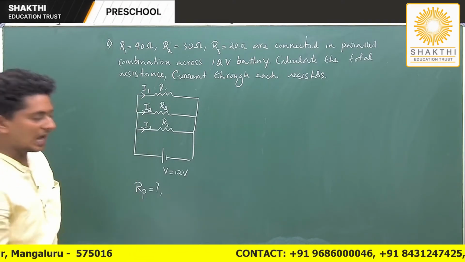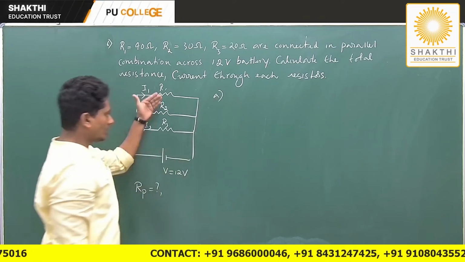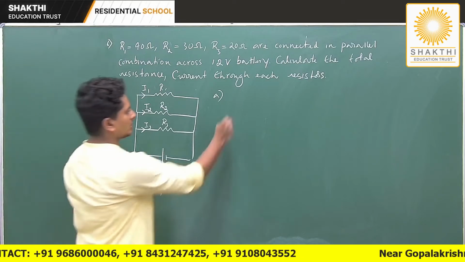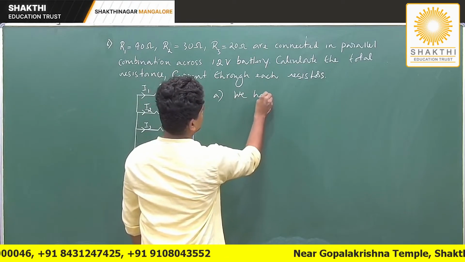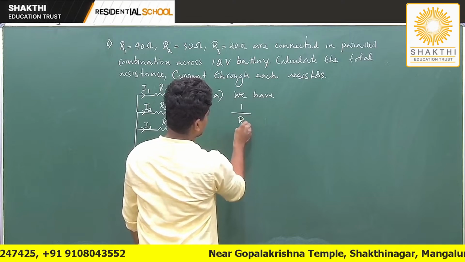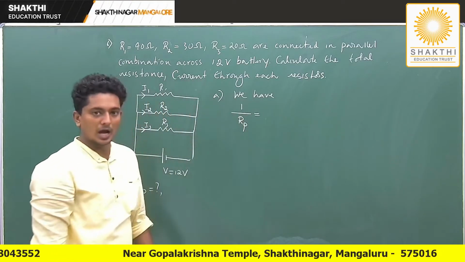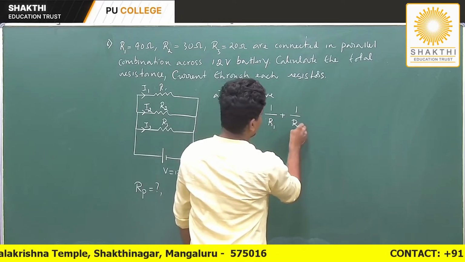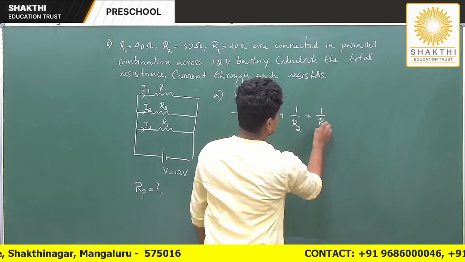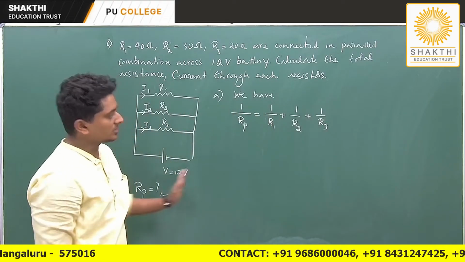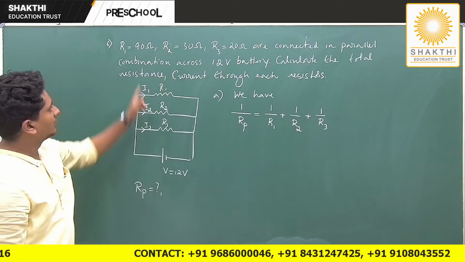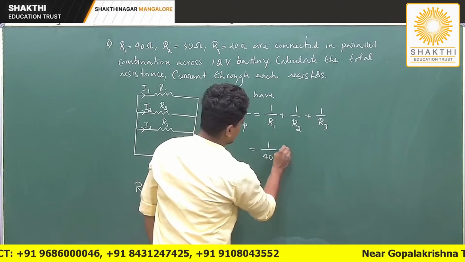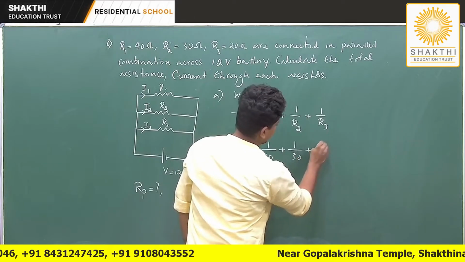First, let me find RP. Now, since they are in parallel combination and we have 3 resistors, let us use the general formula. The general formula is 1 by RP is equal to 1 by R1 plus 1 by R2 plus 1 by R3. So this is what we have. Now substitute. R1, R2, R3 they have given, that is 40, 30 and 20. So it will become 1 by 40 plus 1 by 30 plus 1 by 20.